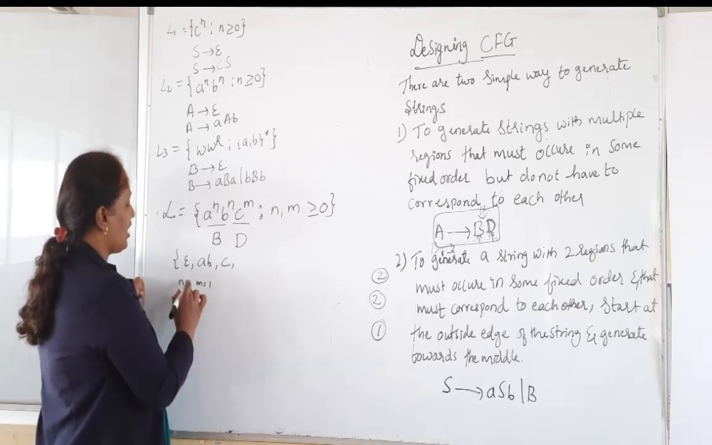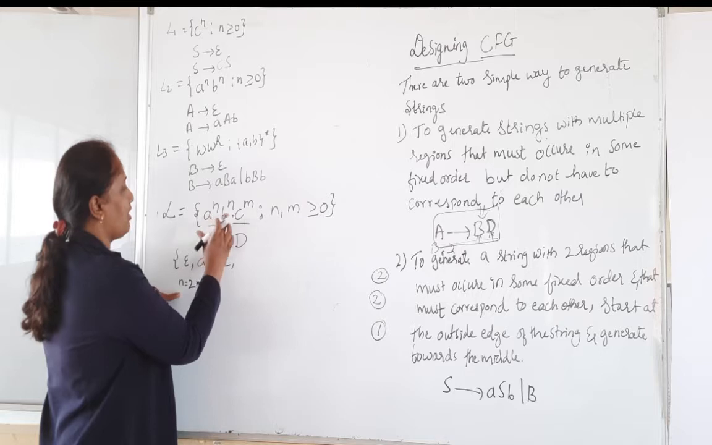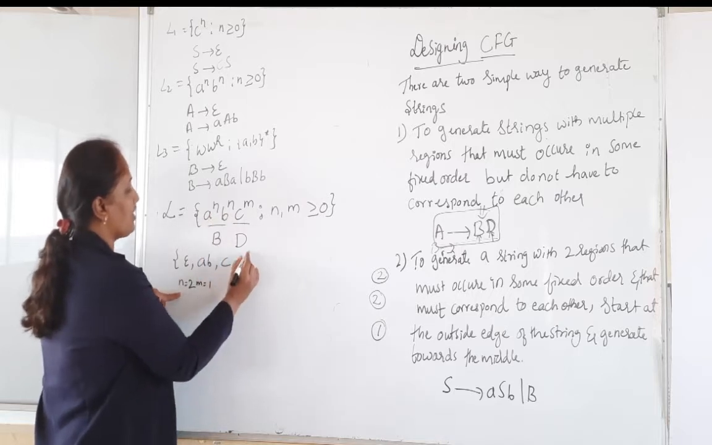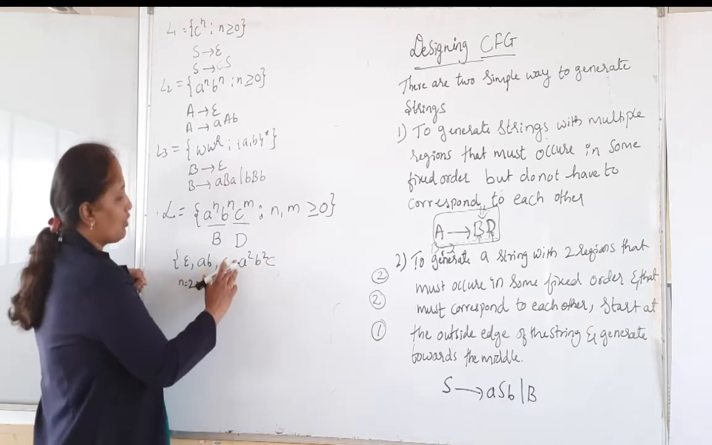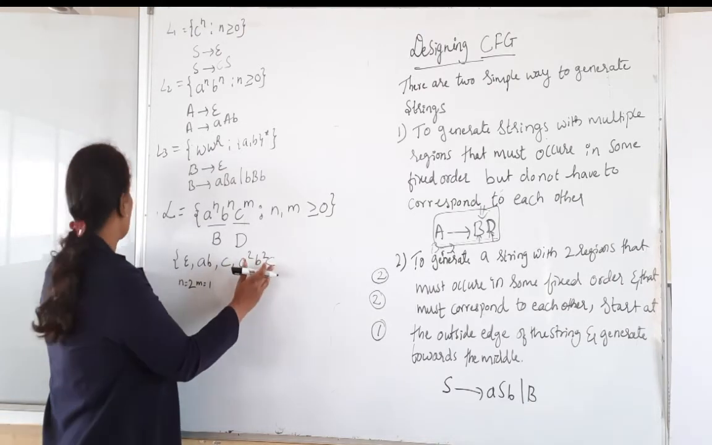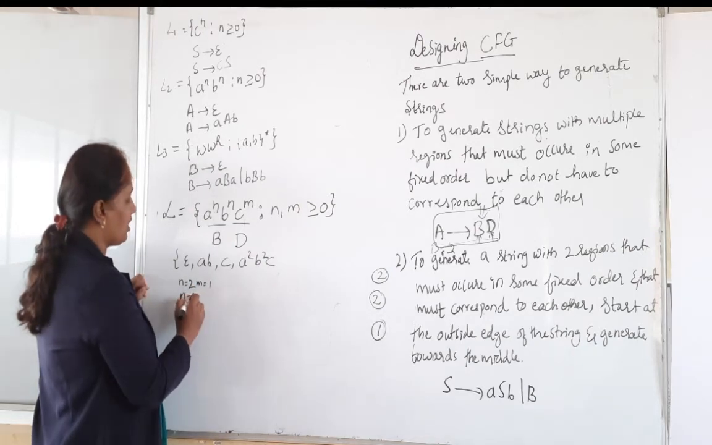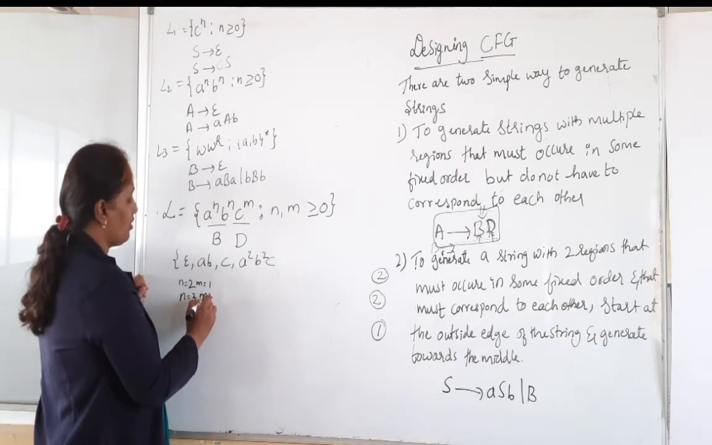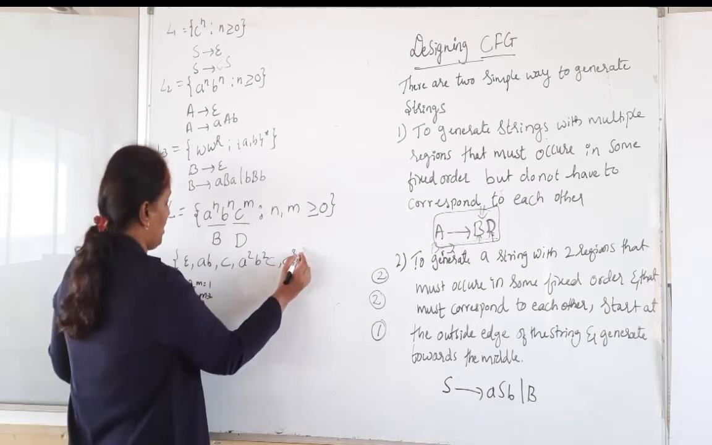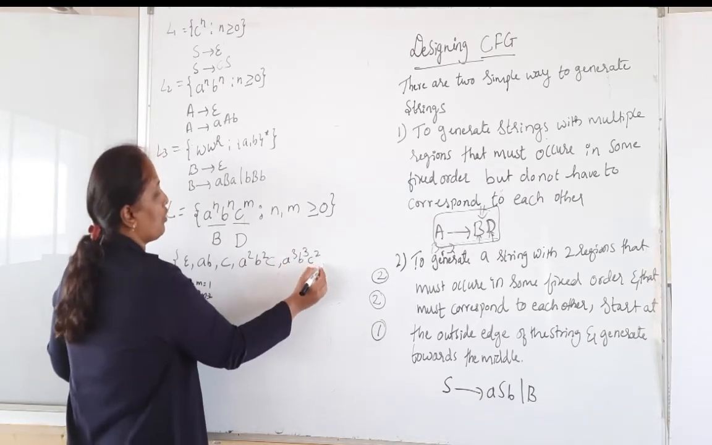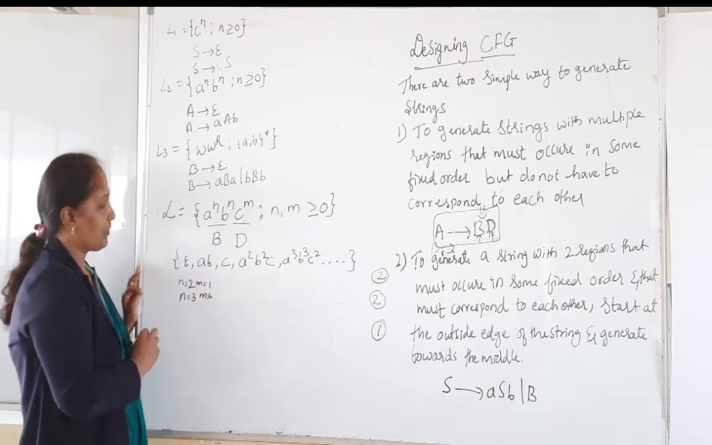Next, if I take n equal to 2 and m equal to 1, the occurrence of a and b is 2 times. So a raised to 2, b raised to 2, followed by 1 c. So I get a, b, b, c. Next, if I take n equal to 3 and m equal to 2, I get a raised to 3, b raised to 3 and c raised to 2. So these are some valid strings in the language.